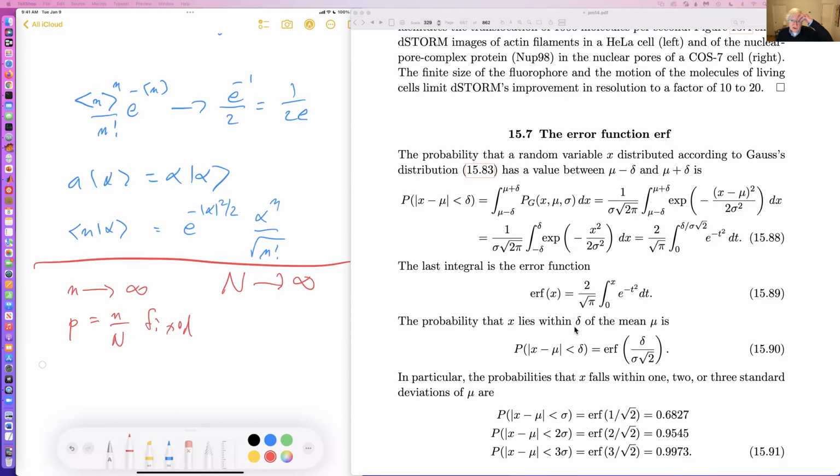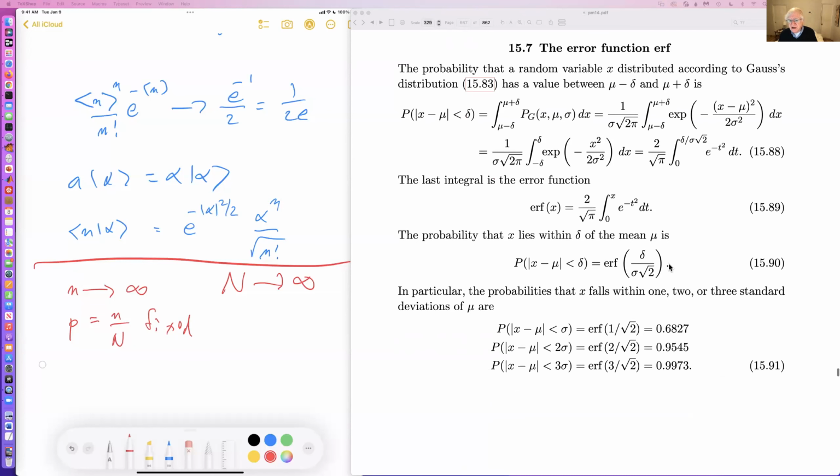Then there's something called the error function, and the way this comes about is if you have a variable x that's randomly distributed according to Gauss's distribution, then the probability that it has a value mu within a window 2 delta is this. And so it's that integral of the Gaussian. You can transform this integral a little bit until you get this expression here.